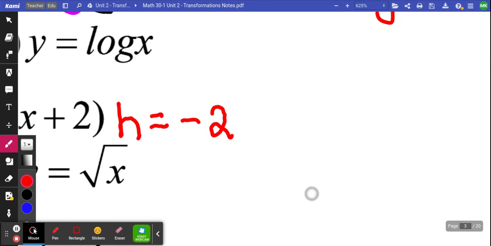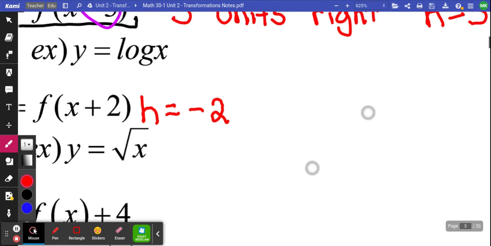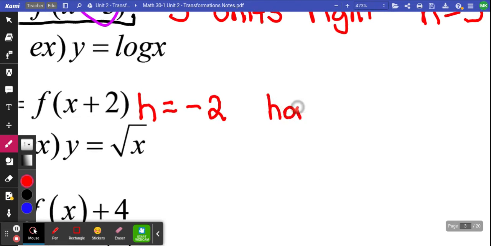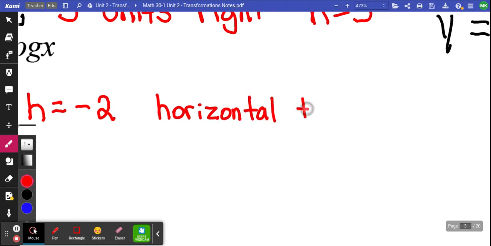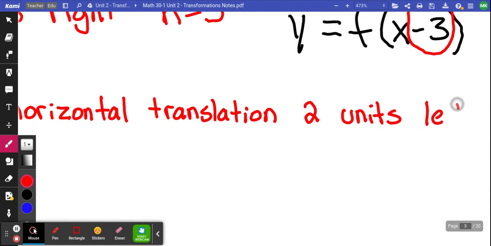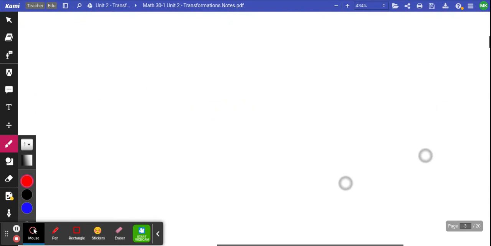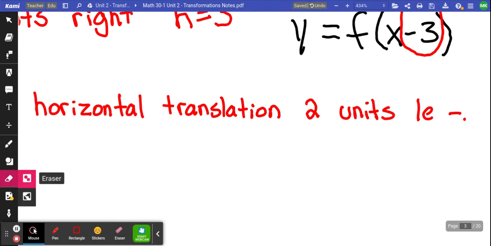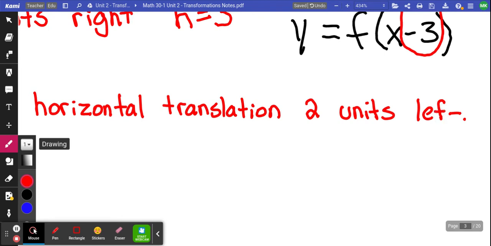But when we are actually writing it out, this thing had a horizontal translation two units left. From my understanding, they are very picky about that. You must use the full sentence. You cannot just say 2 units to the left. You have to say it's a horizontal translation. That means left or right movement, 2 units to the left. Very picky.